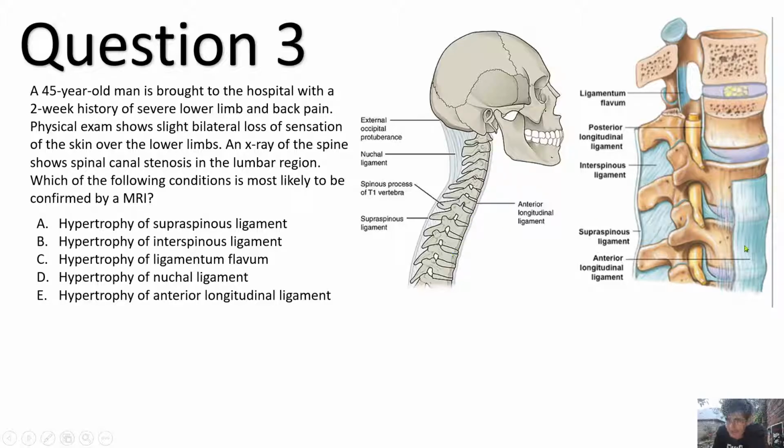We have the anterior longitudinal ligament. Again, we see that right here as well. That's not near our spinal canal. We see our supraspinous ligament posterior to the spinous process, and that's not near the spinal canal. We see the interspinous ligament right here, and again, that's not near the spinal canal. And then we see the anterior longitudinal ligament out in front.